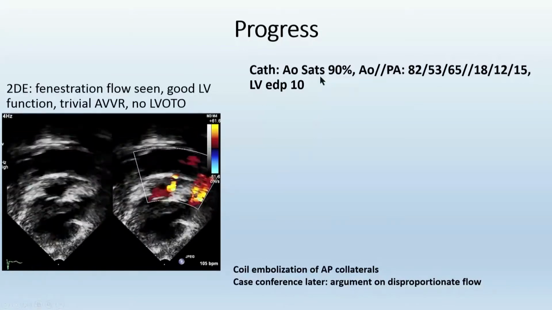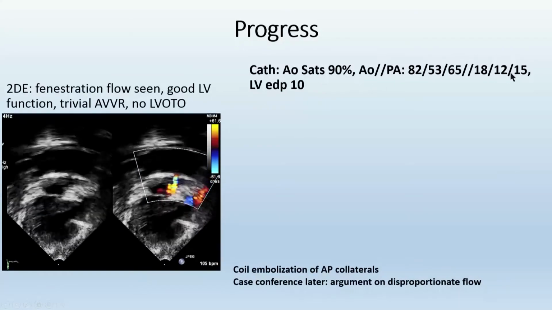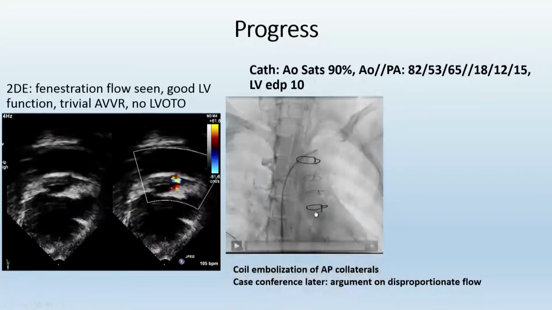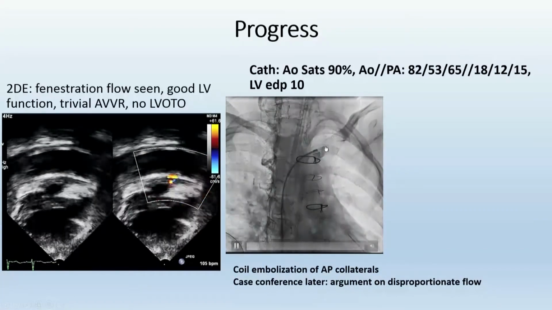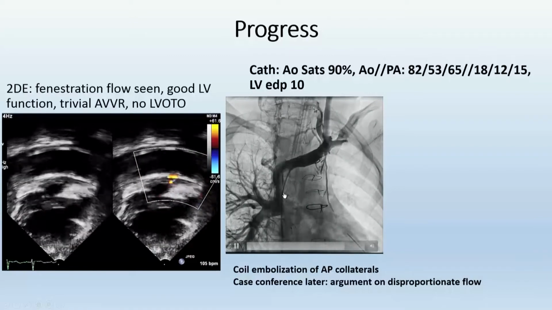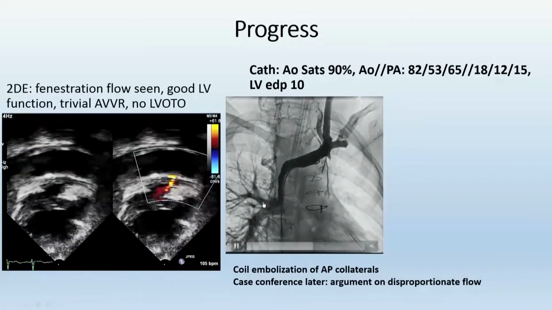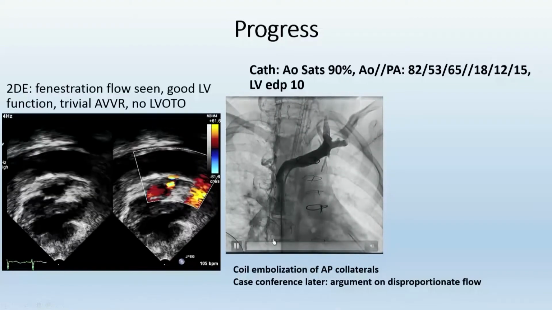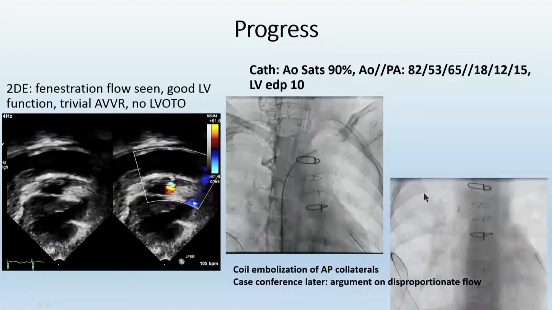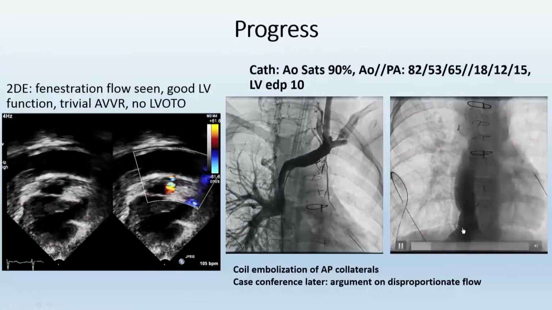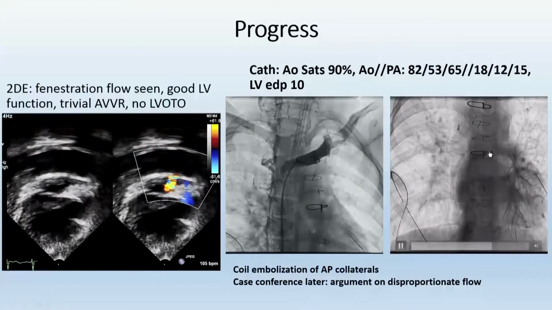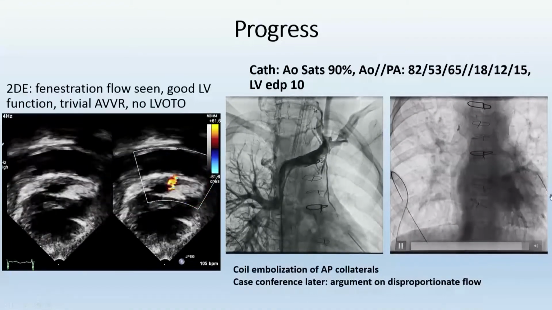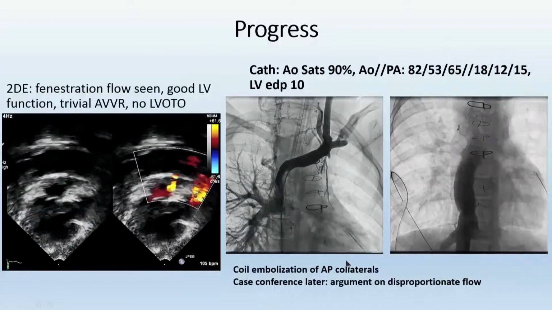The aortic saturation was 90%, the PA pressure mean was 15, and the LV EDP was 10 mmHg. So this is the angiogram. You see a lot of collaterals developed, and there's no Glenn obstruction on the angiogram. There's very good pulmonary arborization on the right side. And the Fontan circuit angiogram shows a very small fenestration and very good arborization on the left lung.